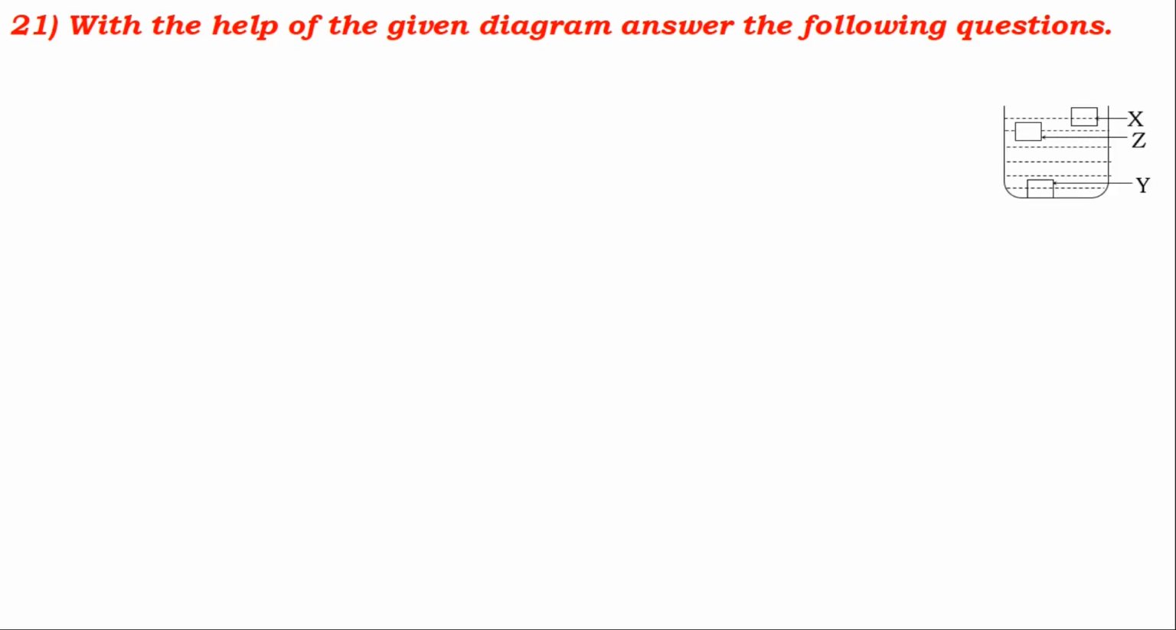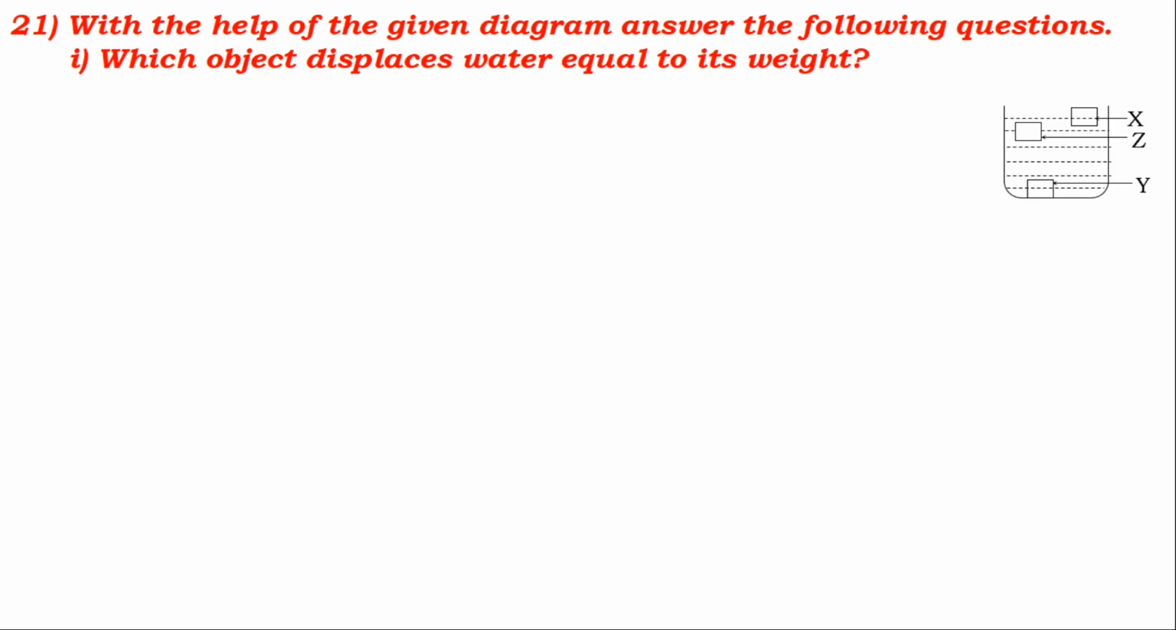21. With the help of the given diagram, answer the following questions. The diagram is given here. Here 3 objects are shown. One is floating, another is suspended, and another one is sinking. They are named as X, Y, and Z. Now the question is, which object displaces water equal to its own weight? Give reason. Certainly X and Z displaces the liquid equal to their own weight.